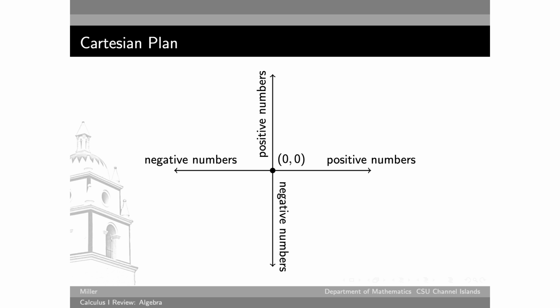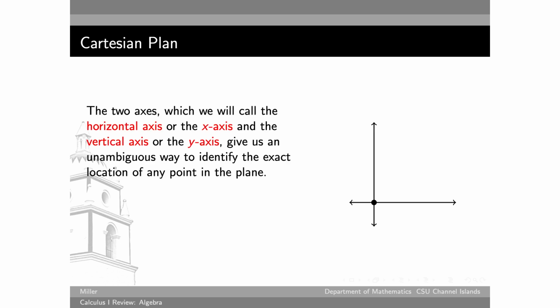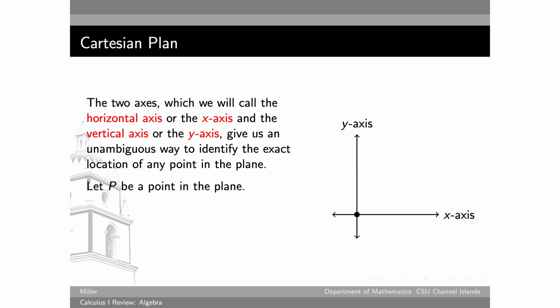This diagram should be familiar. Pause if you want to study it for more time. The two axes, which we will call the horizontal axis or the x-axis, and the vertical axis, or the y-axis, give us an unambiguous way to identify the exact location of any point in the plane.